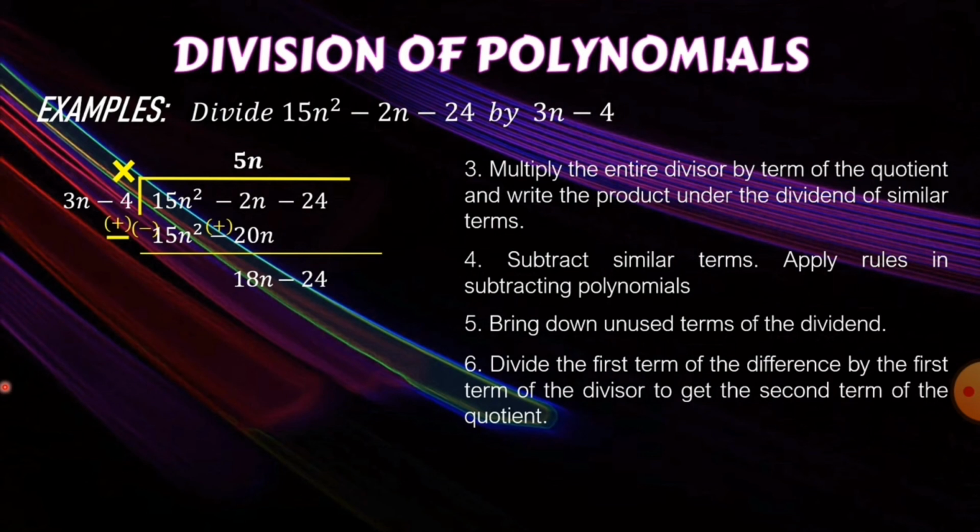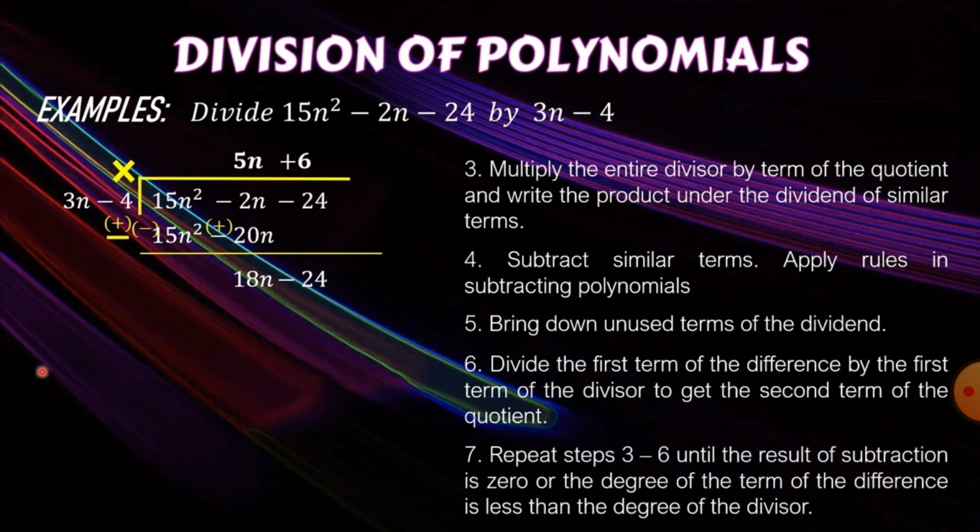So next step, divide the first term of the difference by the first term of the divisor to get the second term of the quotient. So we will do the same procedure. So this time 18n divided by 3n. So magiging 6. Right? So doon sa quotient, nasa itaas natin ilagay si 6. So that's the second term of the quotient. 6 times 3n. So again, this is the same procedure we do. Repeat step 3 until 6.